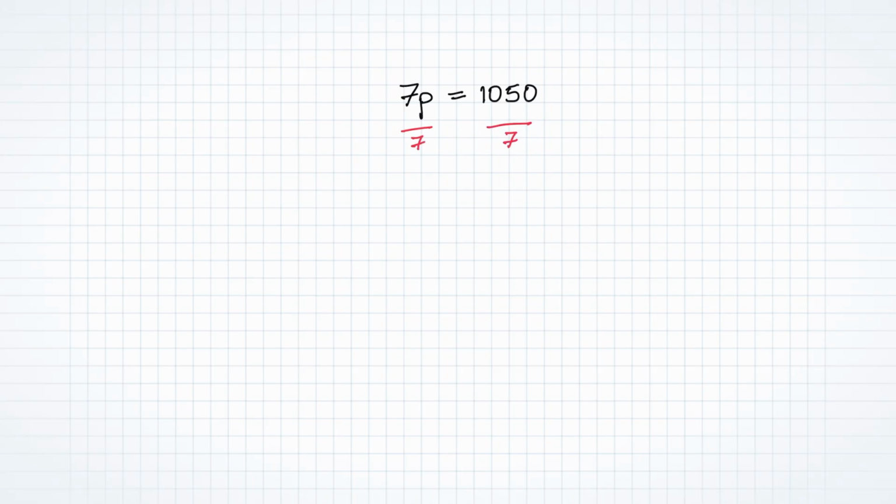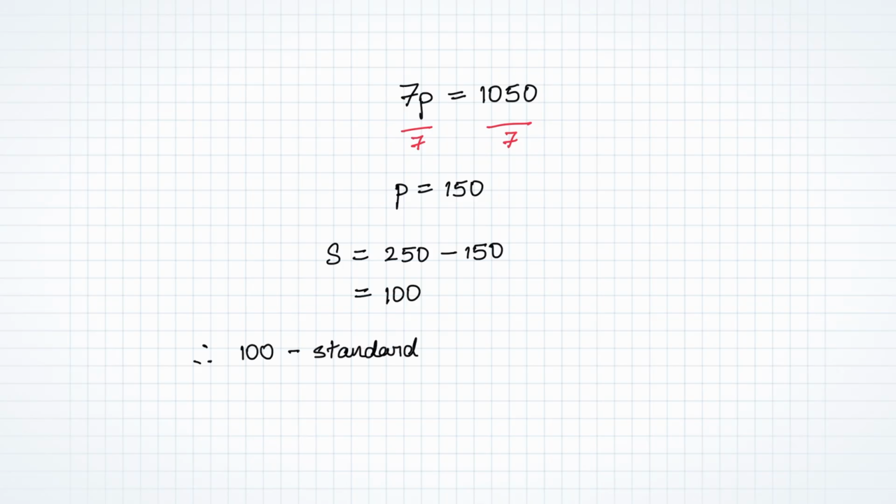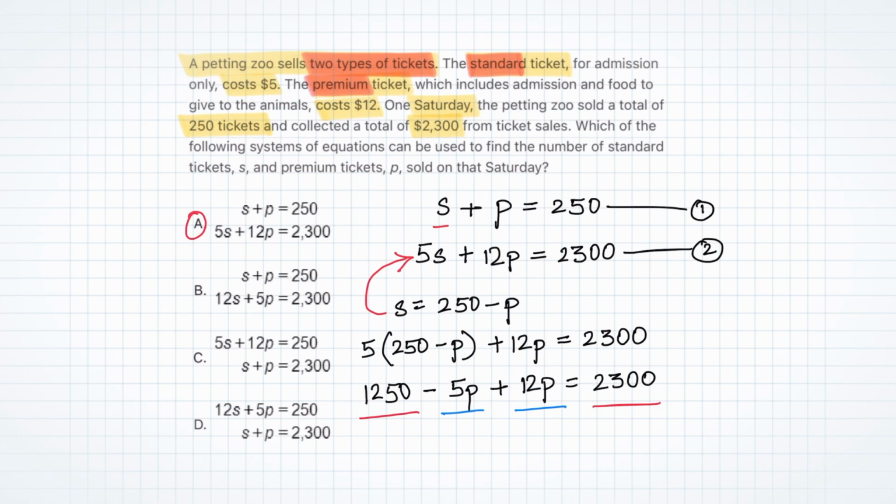Divide both sides by 7. So, P equals 150. Now, plug P equals 150 back into the first equation to find S. So, S equals 250 minus 150. That gives us S equals 100. Therefore, they sold 100 standard tickets and 150 premium tickets. The correct system is option A.